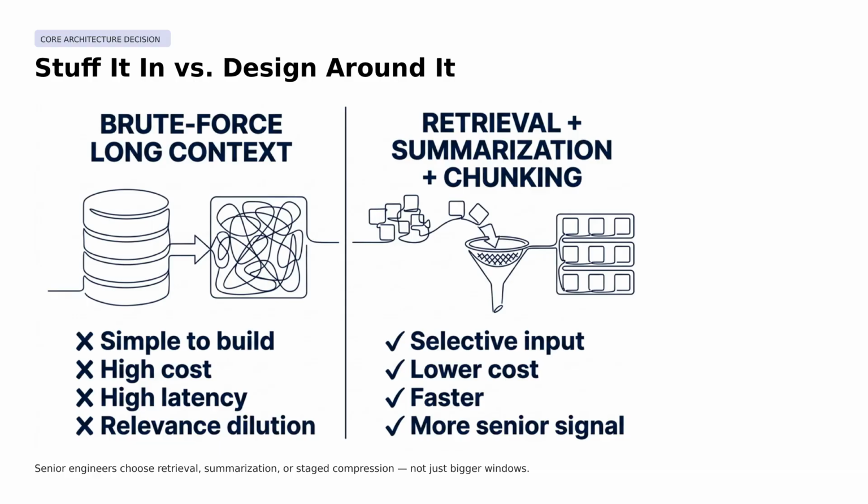This is really a core architecture decision. Do we just stuff more context into the model, or do we design the system around the limits? In practice, strong teams don't rely on bigger windows alone. They use retrieval to pull in what matters, summarization to reduce noise, and staged compression to preserve key information across steps. That's usually the difference between a system that scales cleanly and one that becomes expensive and unreliable.